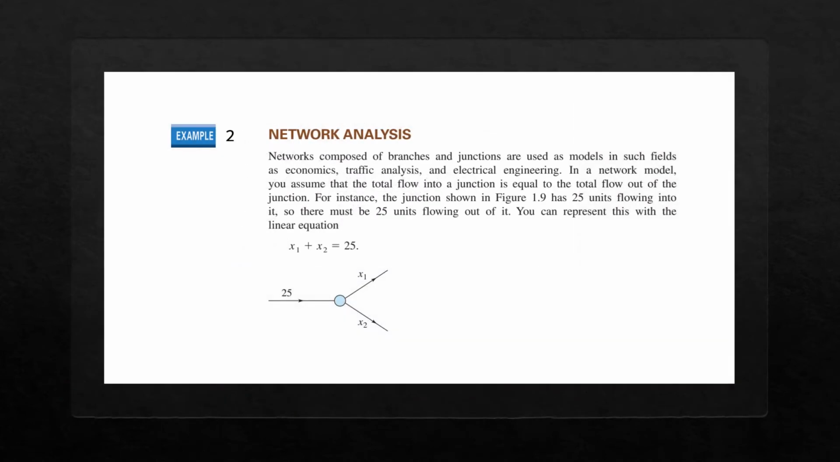The second example is network analysis. A network is composed of branches and junctions. Now here in this case, at this branch, you have got 2 outputs and 1 input. So the sum of the outputs must be equal to the sum of the inputs. Here 25 must be the sum of x1 plus x2. Let's make use of this idea to solve network analysis.